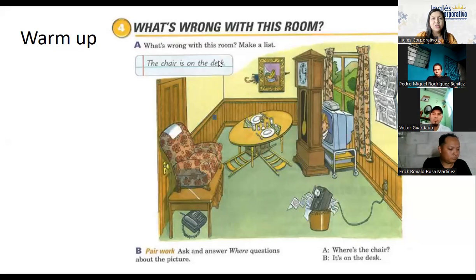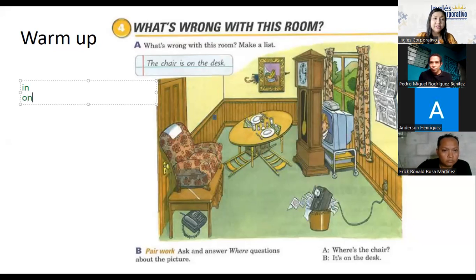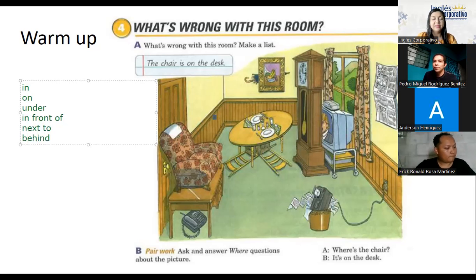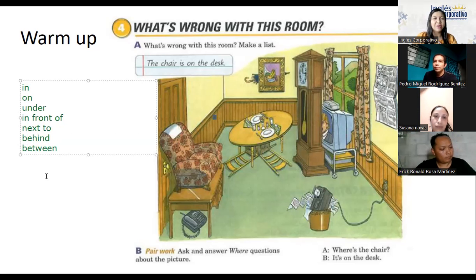Do you remember the prepositions of place we learned yesterday? For example, we learned in. A ver, ¿qué otra aprendimos? On, yes, that's on, right. Under. In front of. Next to. Behind, between. Exactly. Todas esas son las que aprendimos. ¿Quién me dice qué significa cada una?